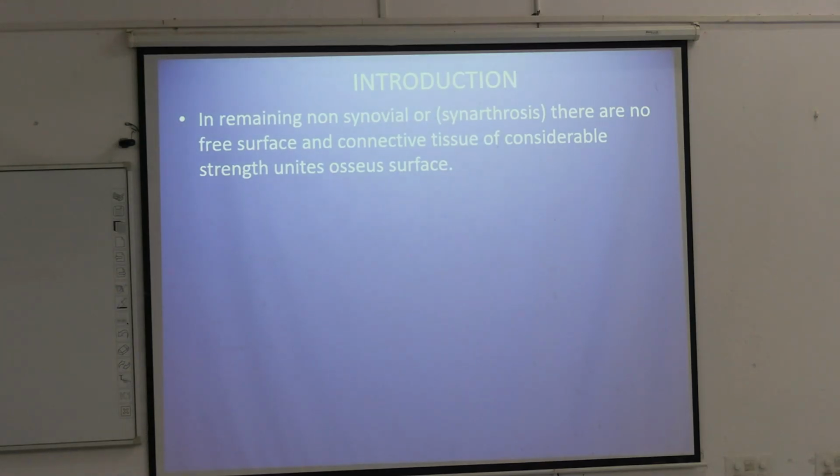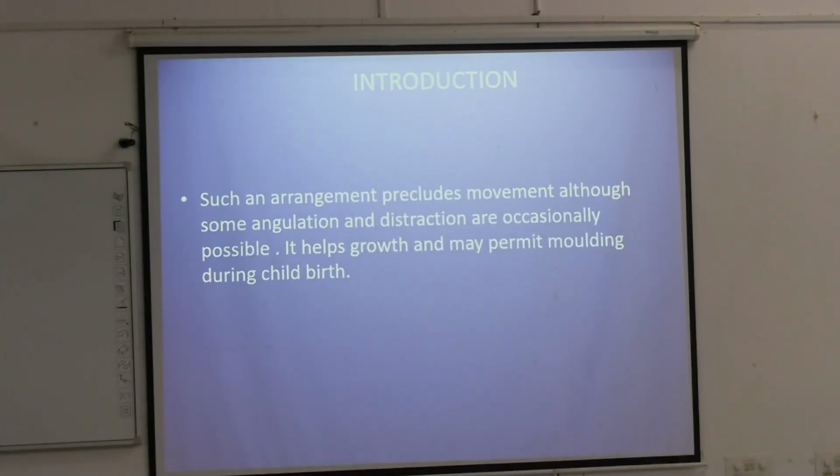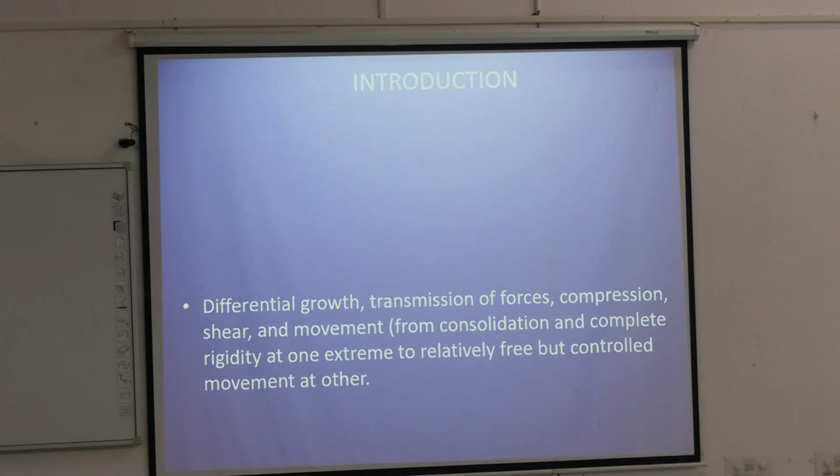In the remaining non-synovial joints, or synarthrosis, there are no free surfaces and connective tissue of considerable strength unites the osseous surfaces. Okay? Synarthrosis. Such an arrangement precludes movement. Some angulation and distraction are occasionally possible. It helps growth and may permit molding during childbirth. Differential growth, transmission of forces, compression, shear and movement range from consolidation and complete rigidity at one extreme to relatively free but controlled movement at the other.